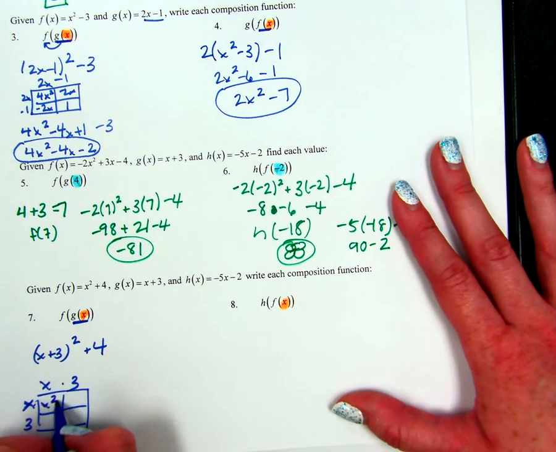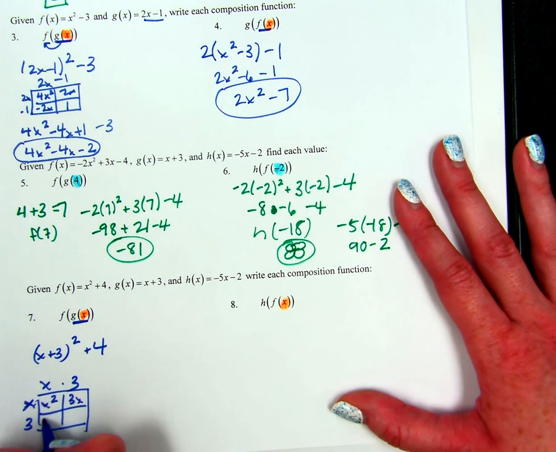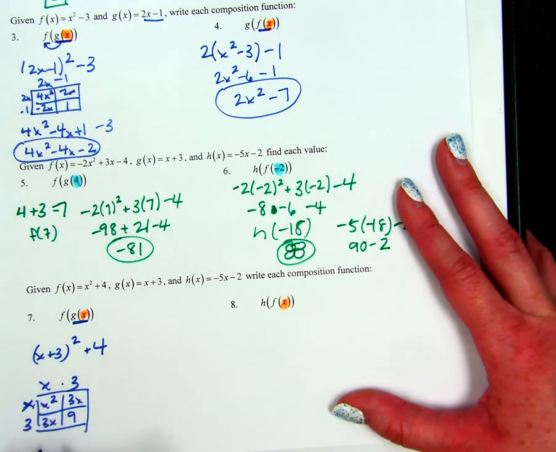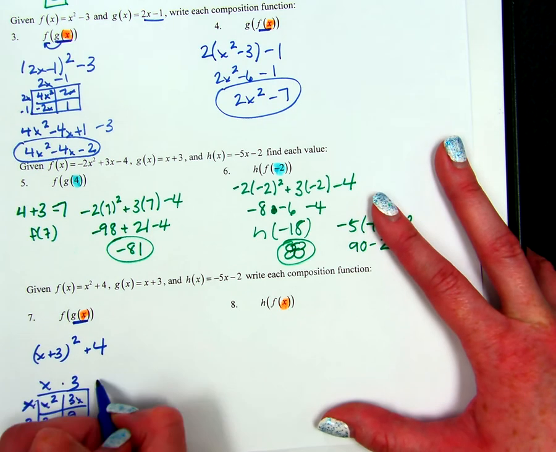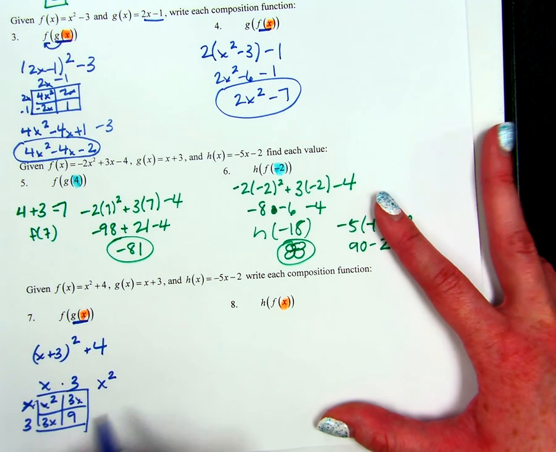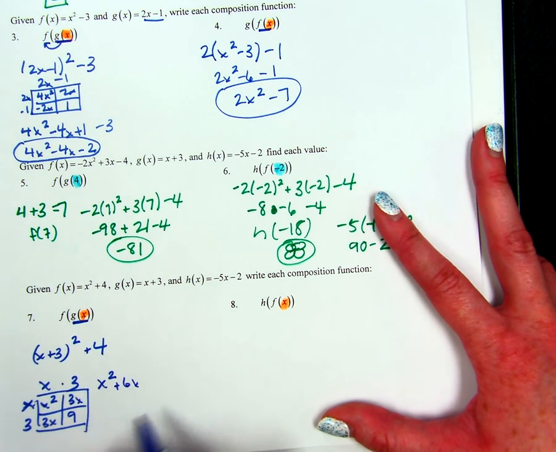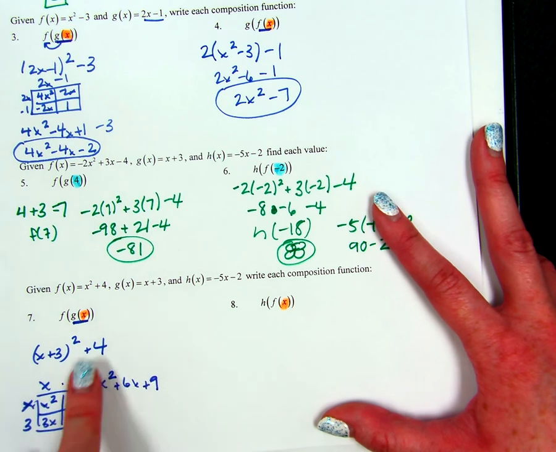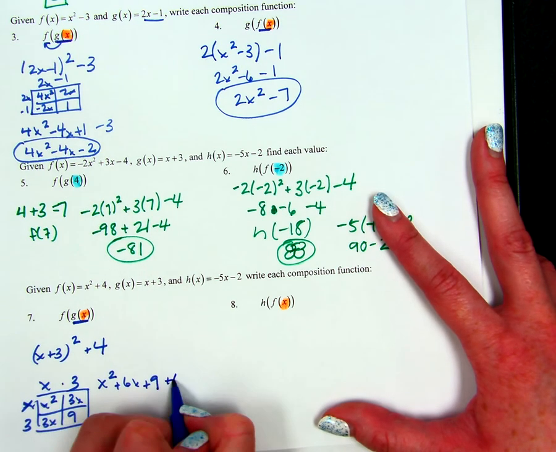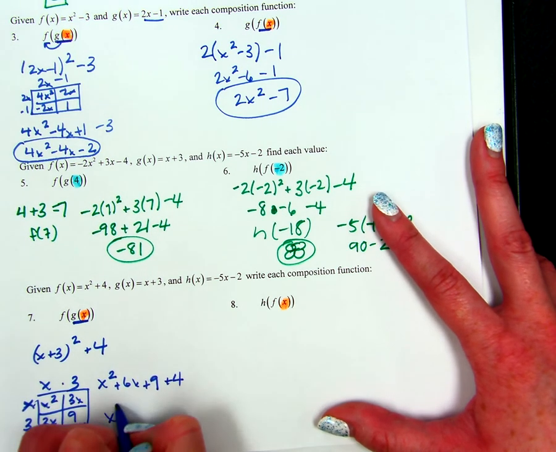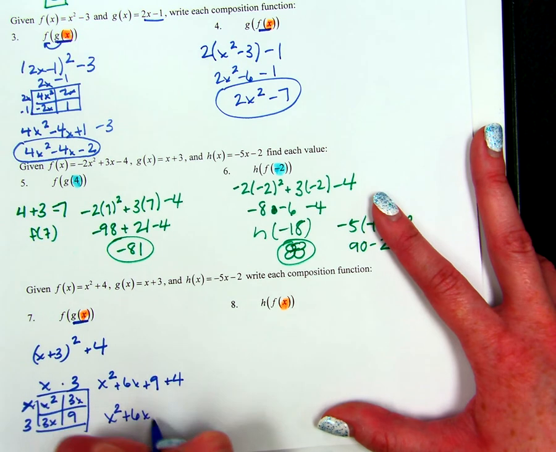So we have x squared, 3x, and 9. So we end up with x squared plus 6x plus 9, and then don't forget the 4. So bring down that plus 4. So your final answer is x squared plus 6x plus 13.